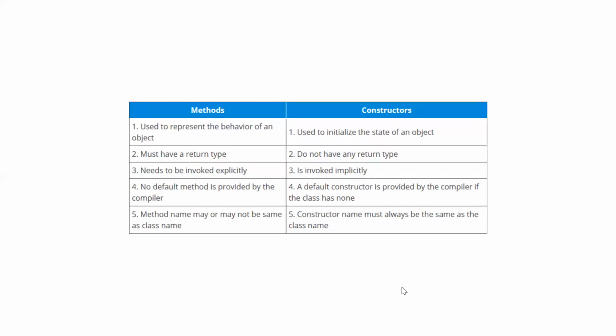So a constructor is used to initialize the state of an object. Generally, what is a constructor? It has the same name as the class, and at the time of object creation, we can initialize our values. Methods should have a return type, whereas a constructor should not have any return type.